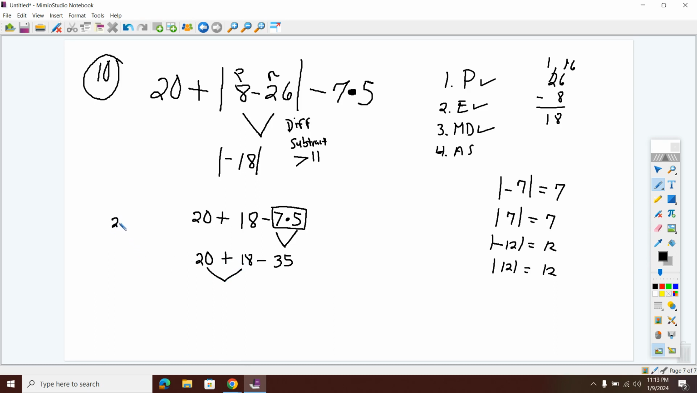So I'm going to go to the side. 20 plus 18. We'll have 38. And I am done with these two. Everything comes down. Finally, we have our last one, which is subtract. We have a positive and a negative. I always like to do that.